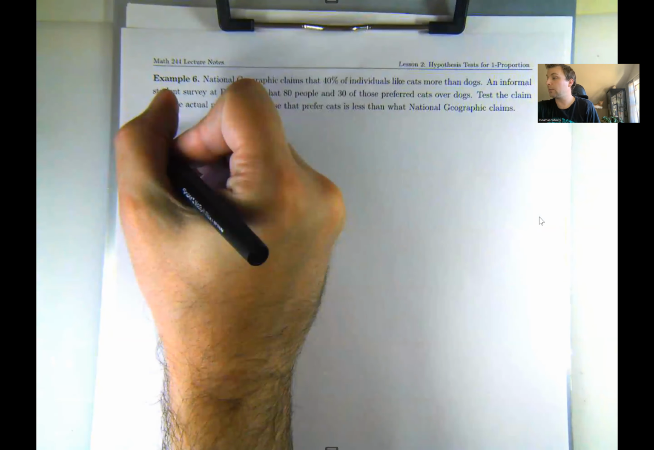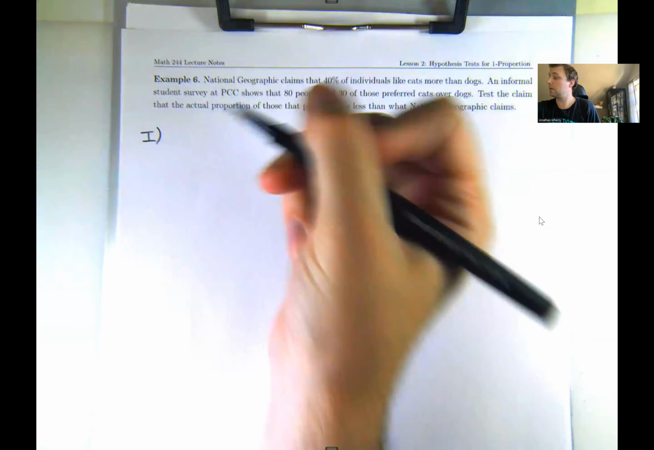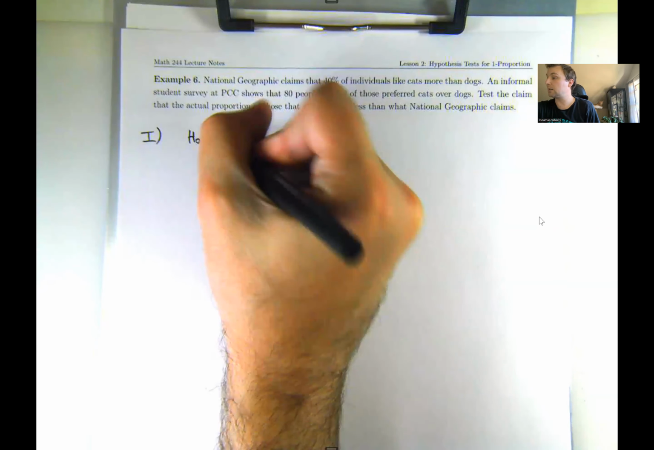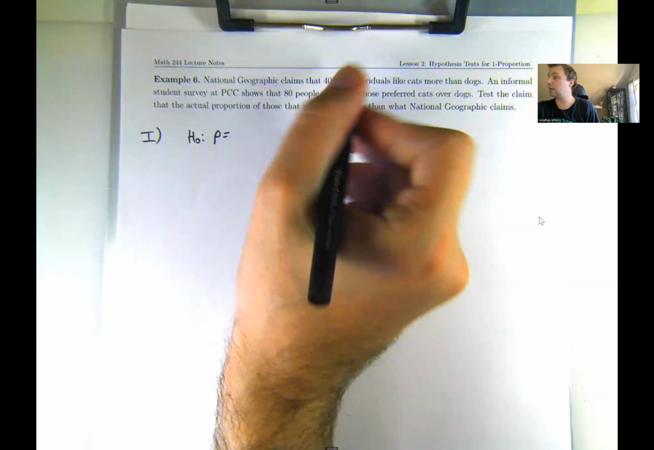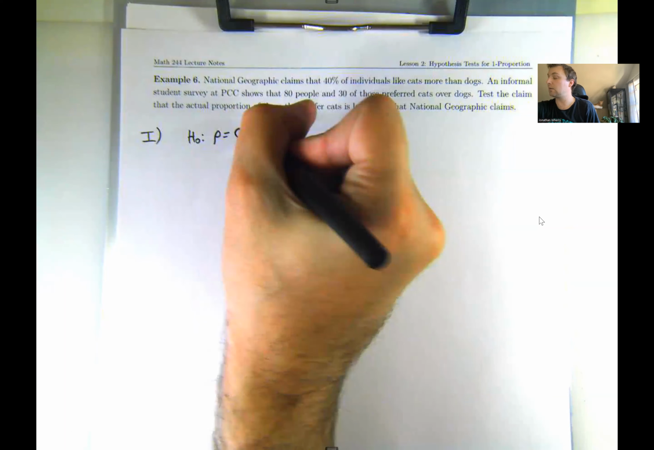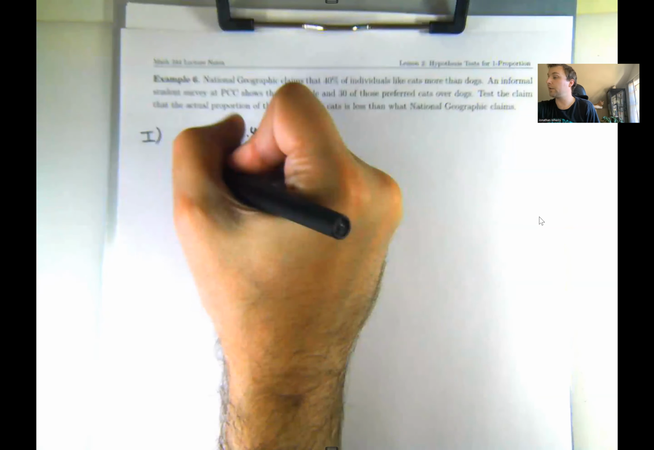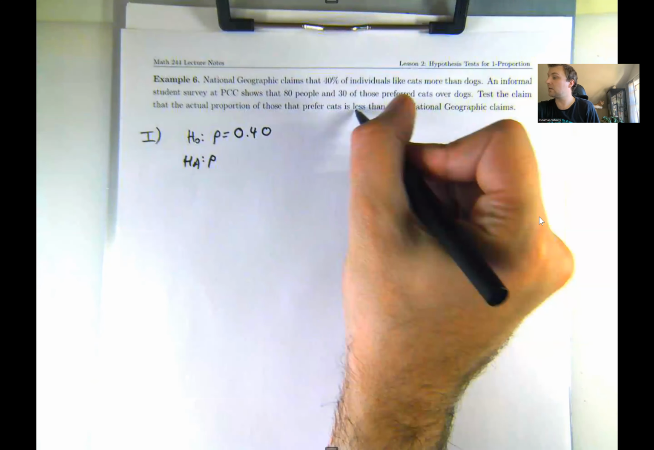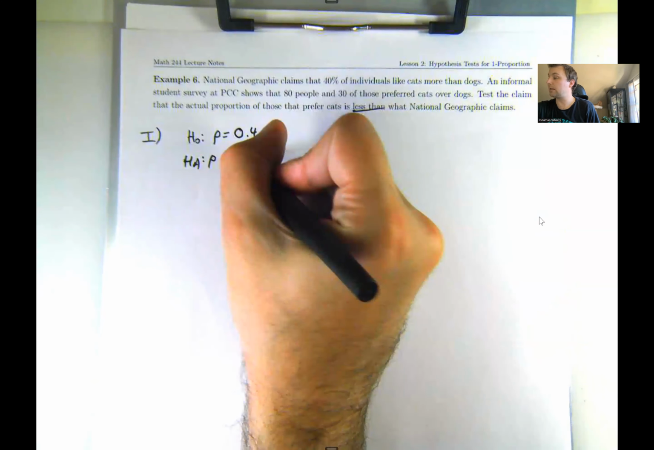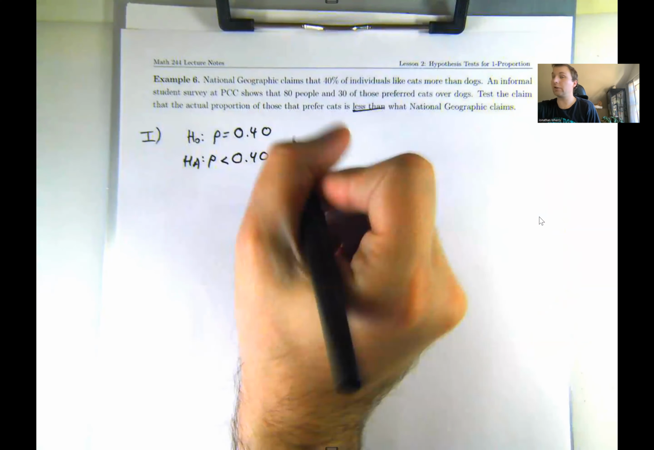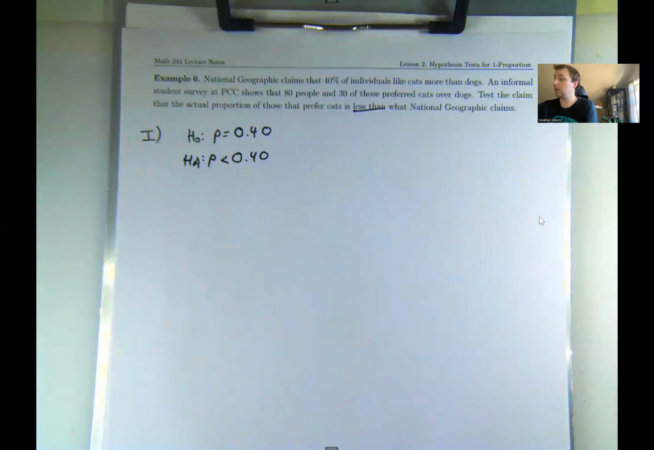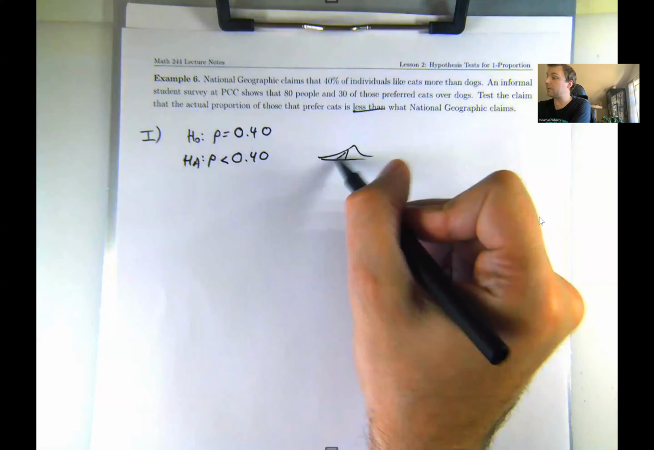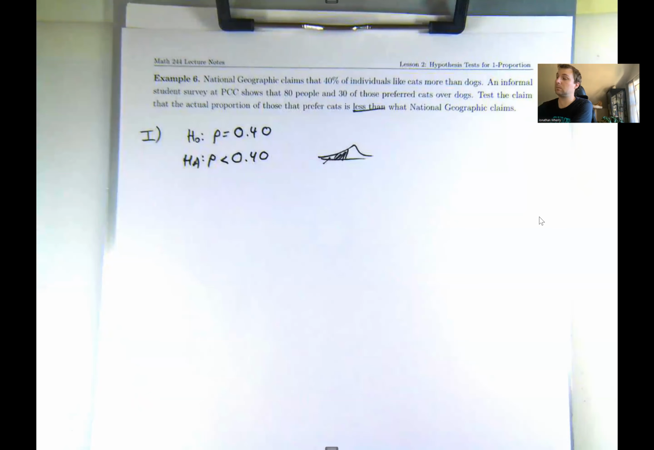Okay, so I'm going to go through the 4-step process. First step, hypotheses. Null hypothesis, it's a proportion, and the claim is 40%. Alternative hypothesis, it says less than, so we will test for less than. The alternative hypothesis gives me the direction. So this is telling you when the time comes to shade, this is going to be a left-tailed test.